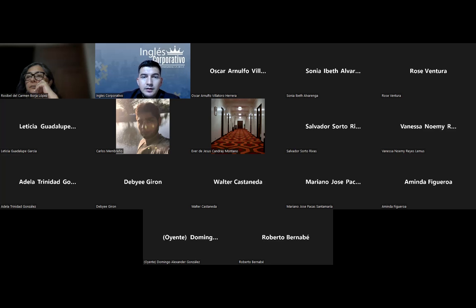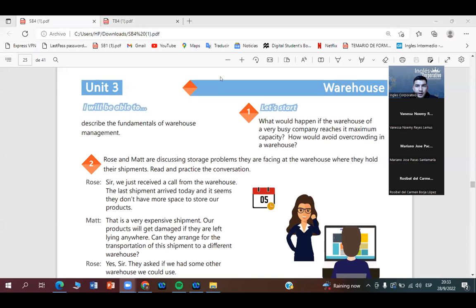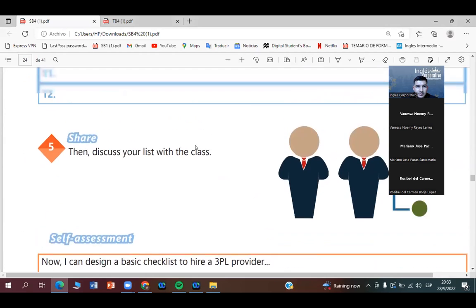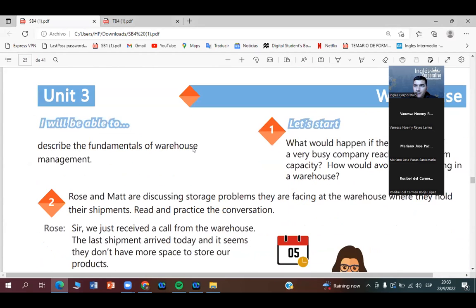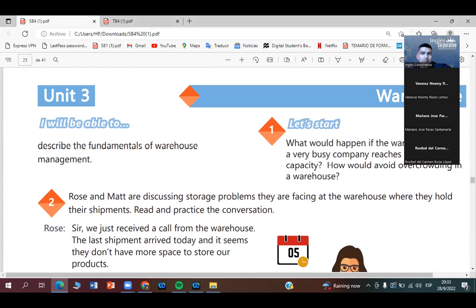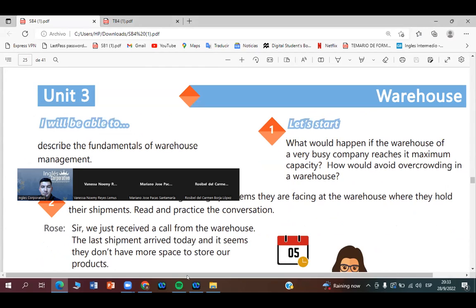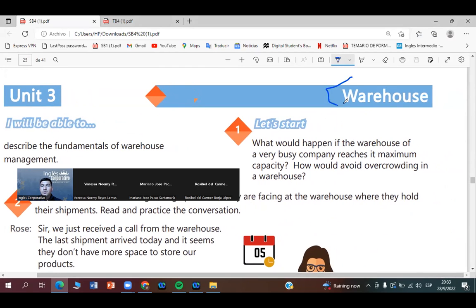Very nice. Okay, right now we're going to start with unit number 3. I think you can watch the screen. Is it clear? Yes, right? So we're going to start this unit 3, and the name of unit 3 is warehouse. Repeat, warehouse. Warehouse is what we know as a bodega in Spanish. That's what we're going to be talking about in this unit.